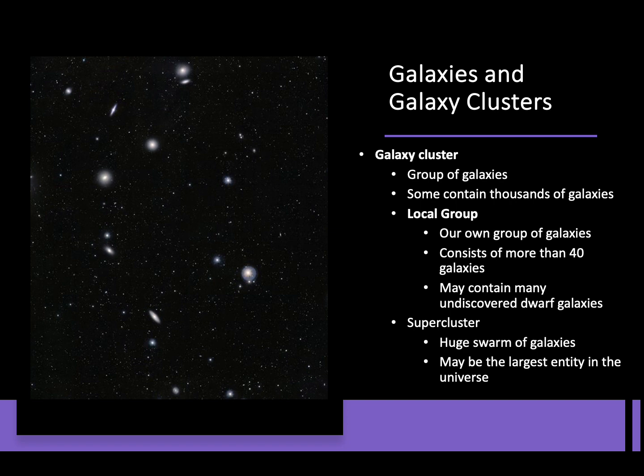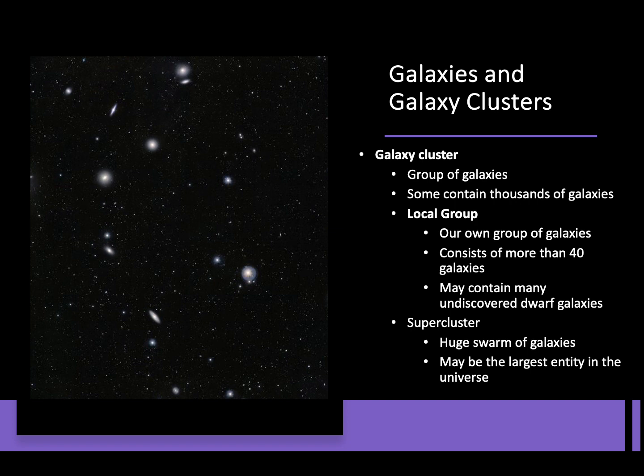And in our local group around the Milky Way, there are more than 40 different galaxies that make us up. We're all just local to one another. But even though we've found 40 so far, there are probably many more undiscovered small dwarf galaxies in our local group as well.